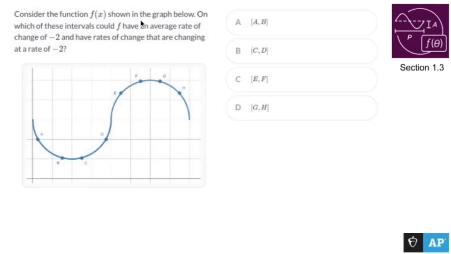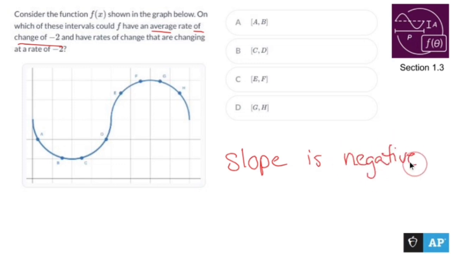Consider the function f of x shown on this graph below. On which of these intervals could f have an average rate of change of -2 and have rates of change that are changing at a rate of -2? So let's break this down into simpler terms. Having an average rate of change of -2 is fancy talk for slope is -2. I'll just write out slope is negative for now. And the rates of change are changing at a rate of -2.